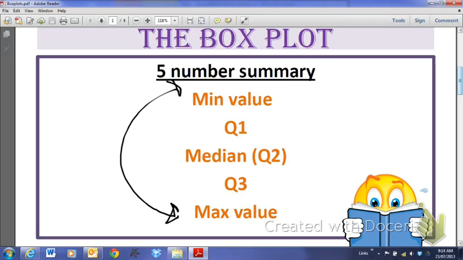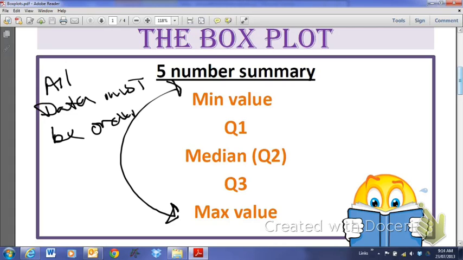Okay, so, minimum value, maximum value. How are you going to find them? What's the very first thing you're going to actually have to do? Put them in order. You are exactly correct. So, in other words, all of your data must be in order.